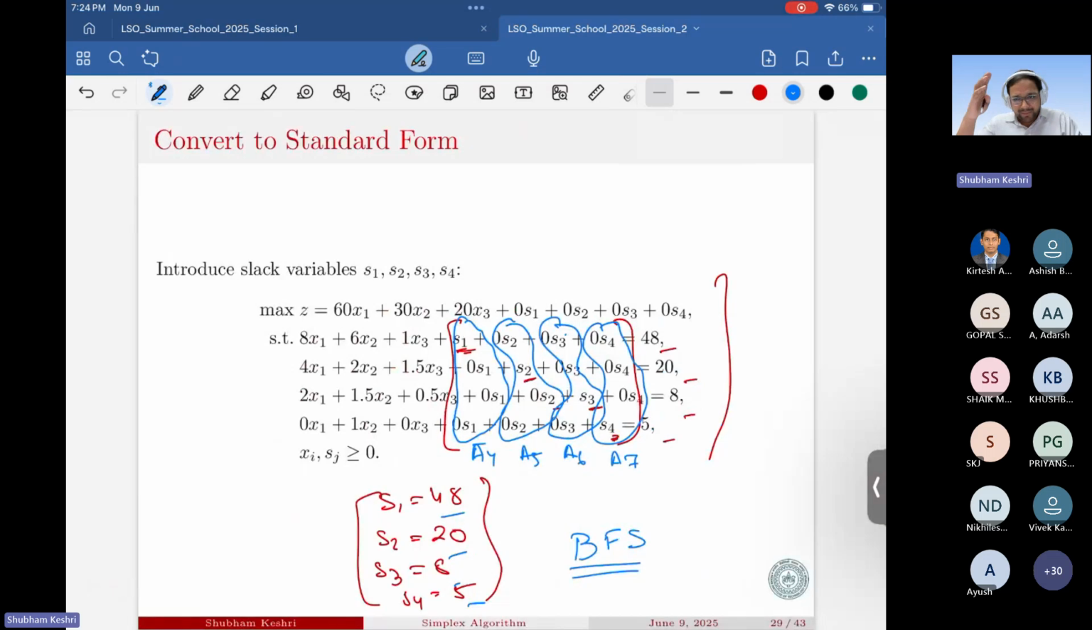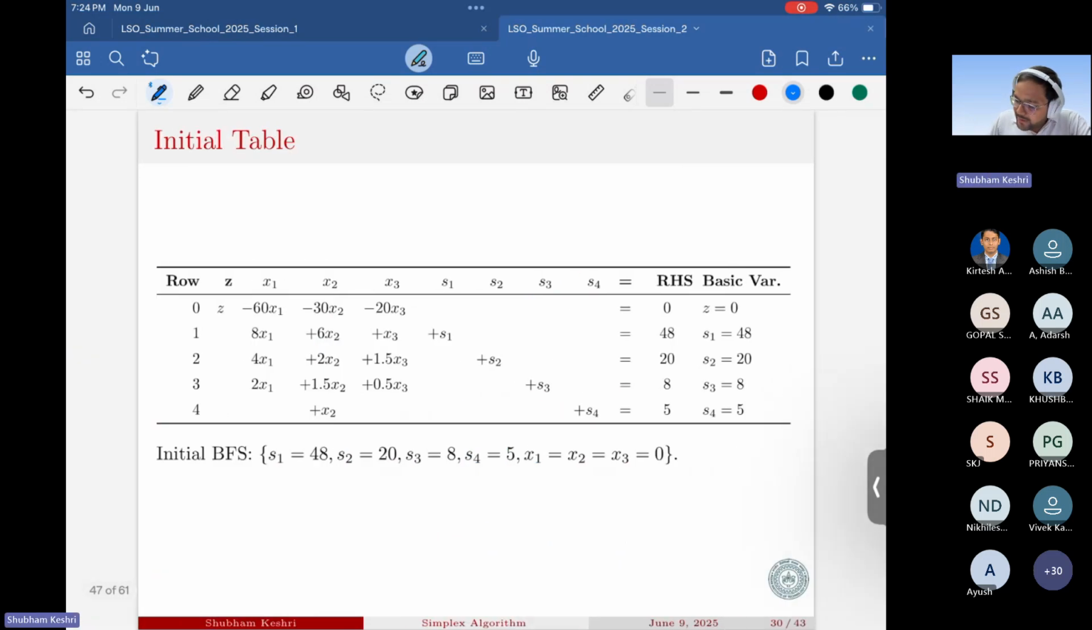Is that clear? By the way, if you know simplex, you know this is how we do it. So I will just reiterate simplex in a very different way. This is a very different take on simplex, but it is doing exactly the same thing. Okay. So we know the basic variables are S1 is equal to 48, S2 is equal to 20, S3 is equal to 8, and S4 is equal to 5. Now I am not using the simplex tableau, which you are used to. I am writing it in an equation form.